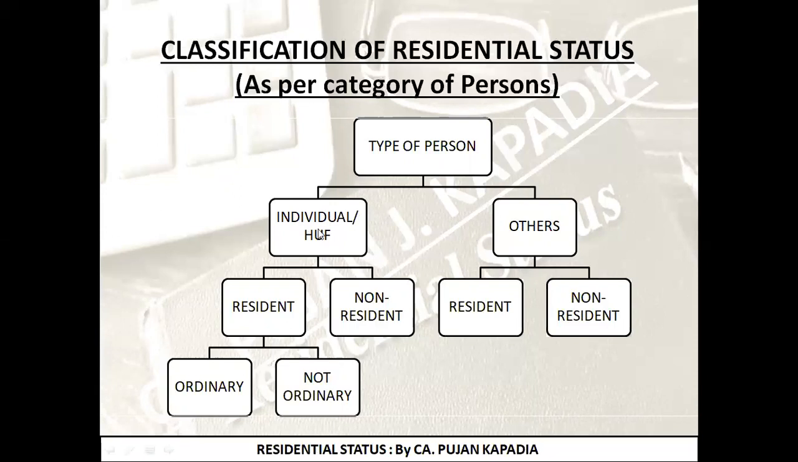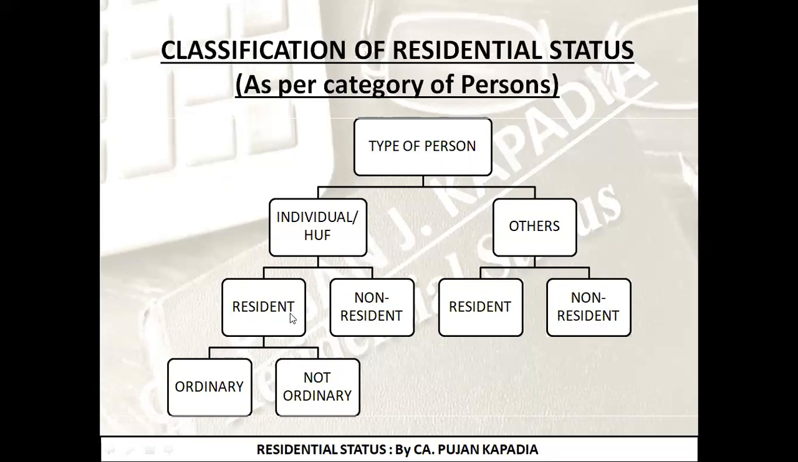Now, if I'm talking about an individual, first of all, there are basic conditions that I need to study. If I study the basic conditions, I can easily make out whether a person is a resident or a non-resident. If he is a non-resident, then there is no further question of putting the additional conditions because there are no further subtypes. But if he is a resident, then I need to further apply additional conditions to determine whether he is ordinary resident or not ordinary resident.